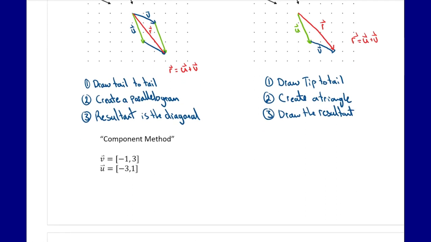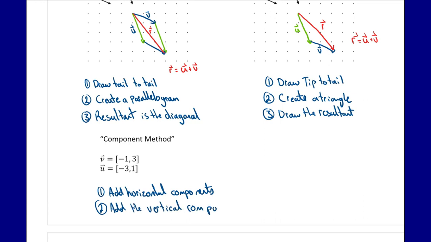The other method is the component method. We looked in a previous lesson at what to do if we had components, and when we're dealing with the component method, it's really very straightforward. Step 1, you add the horizontal components. And the second part, you add the vertical components. And that will give you the new vector, or the resultant.